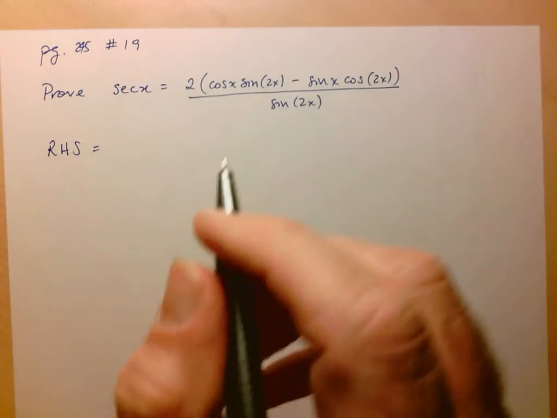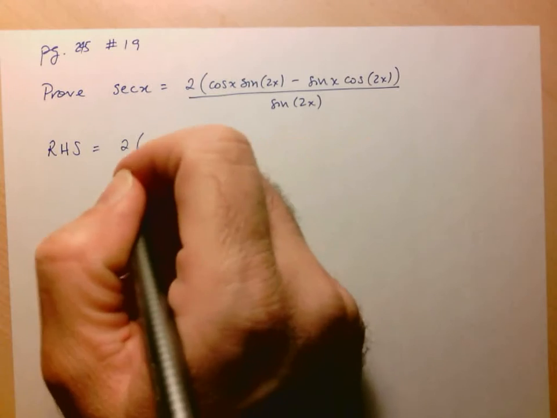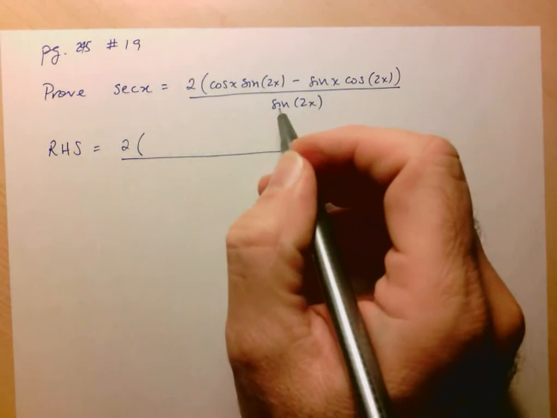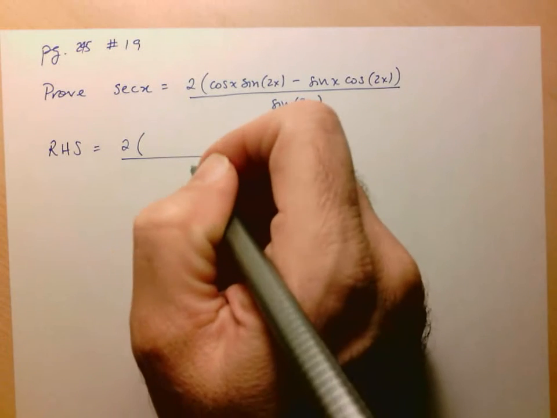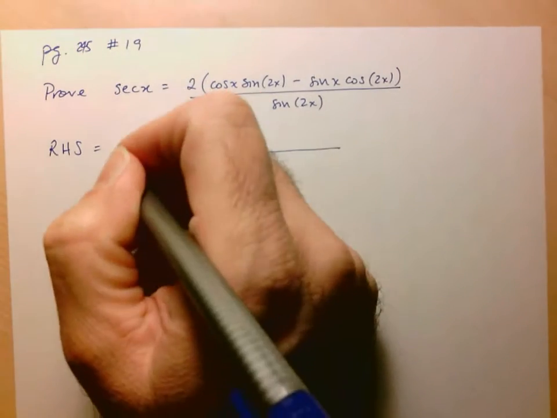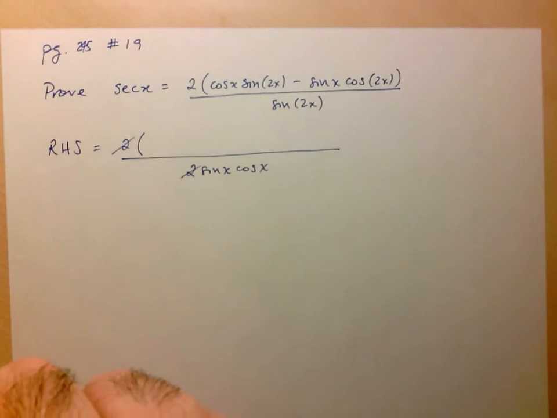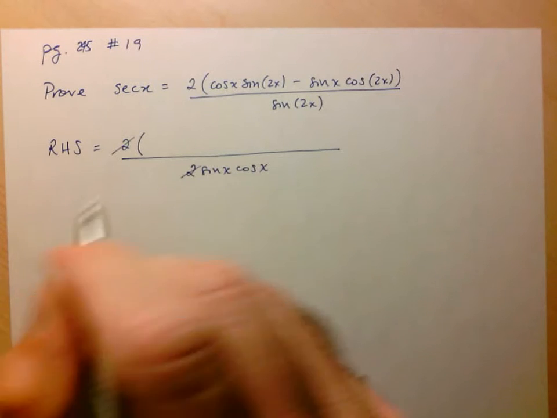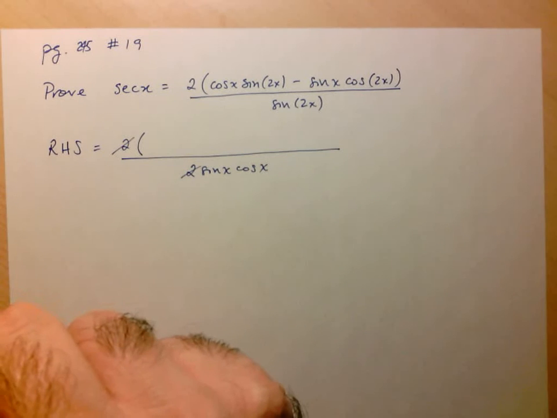Here I've got this 2 on the outside. Right off the bat, I can see that I have no choice in the denominator but to expand this to 2 sine x cos x. I see that this factor of 2 in the numerator is going to reduce with this factor of 2 in the denominator. So before I do any kind of distribution, I take care of that right off the bat.